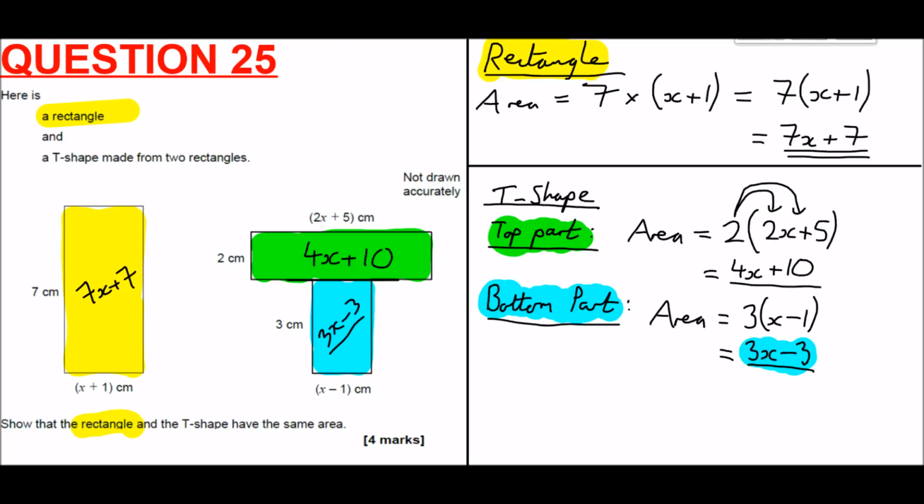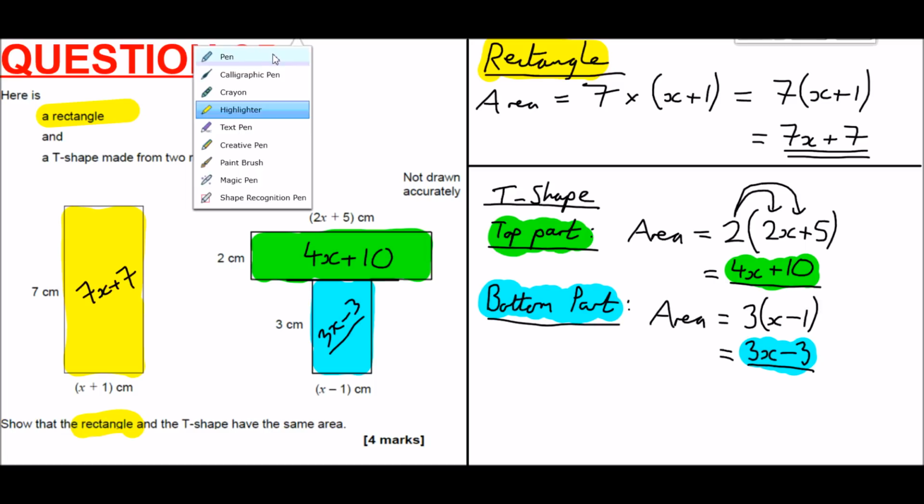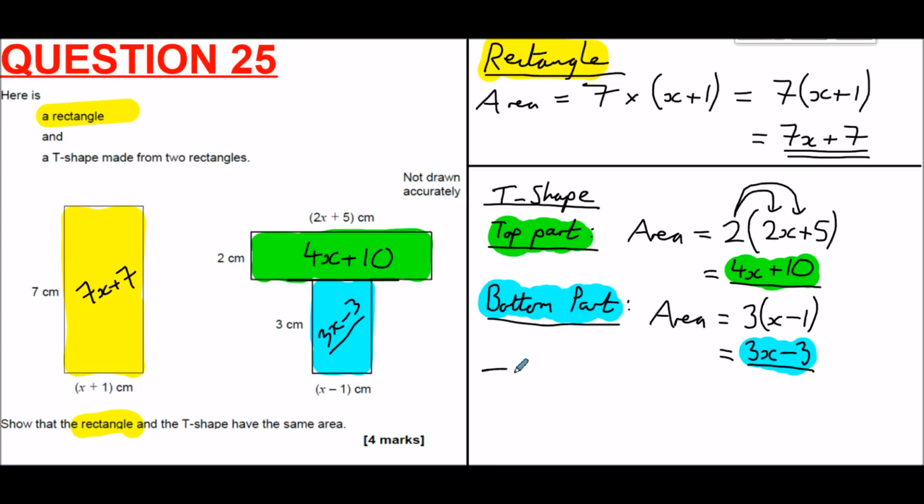And the top rectangle, the green one, we worked out it had an area of 4x plus 10. And so the total area of a T-shape is the area of the top bit, which is 4x plus 10, added to the area of the bottom rectangle, which is 3x minus 3.